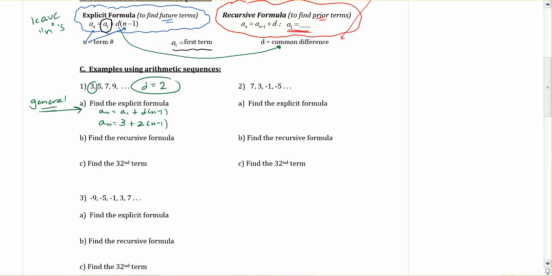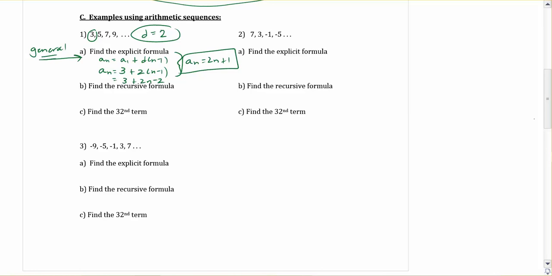However, what I would like you to do is take that and simplify it. So what I mean is you're going to say 3 plus 2n minus 2. So my formula would really be 2n plus 1. Get it in simplified form because it's going to help us later find an answer easier to a future term. So there's my explicit formula. A sub n equals 2n plus 1.